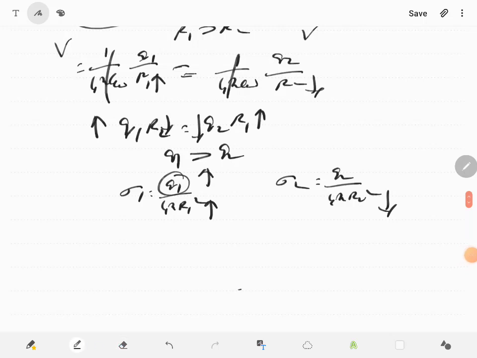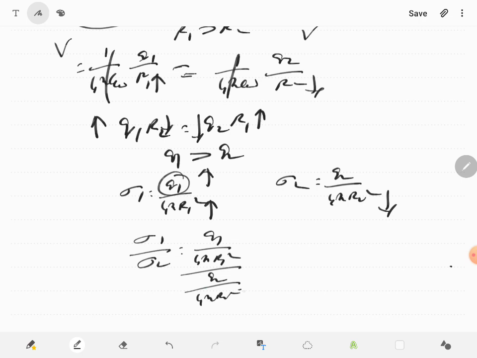Like this, let's find the ratio from the previous video. Sigma 1 by sigma 2, therefore, is q1 by 4 pi r1 square by q2 by 4 pi r2 square. So then 4 pi gets cancelled. So q1 by q2 into r2 square by r1 square.